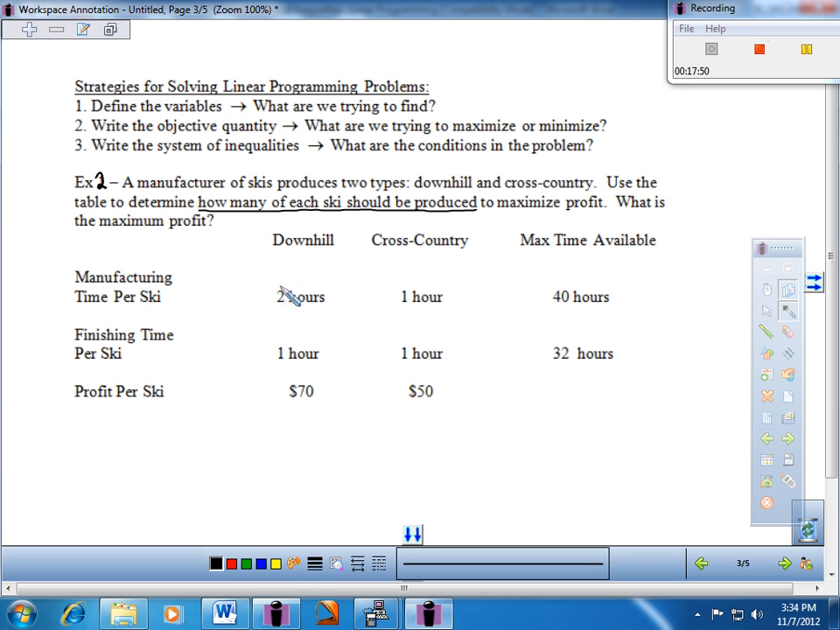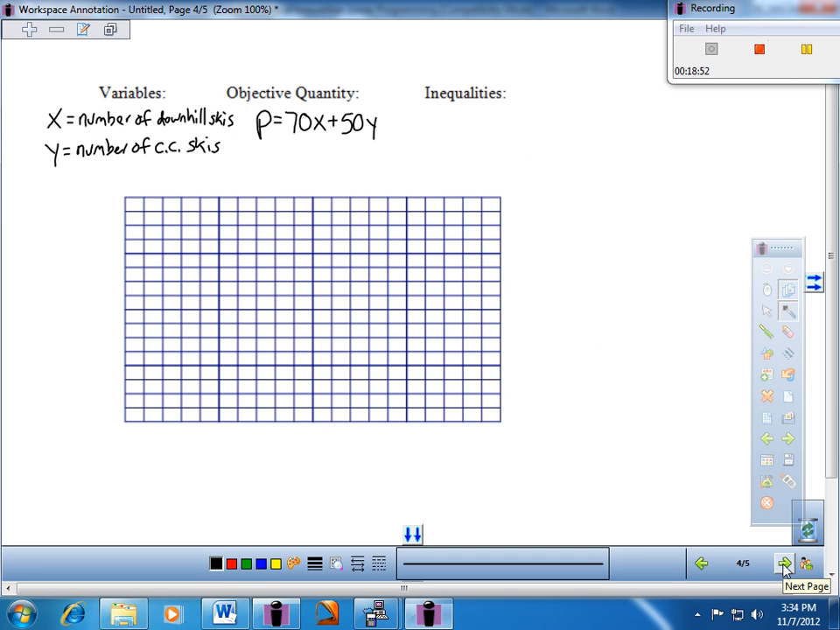Now plus, we're also going to manufacture cross-country skis. Each one takes an hour, and I'm going to produce a certain number of cross-country skis. We designate that as Y. And that would be the hours to manufacture each type of ski combined, and that can only be at most 40 hours right here. So again, I would encourage you to pause the video there and see if you can go ahead and come up with an inequality. I'm going to go ahead and write it momentarily.